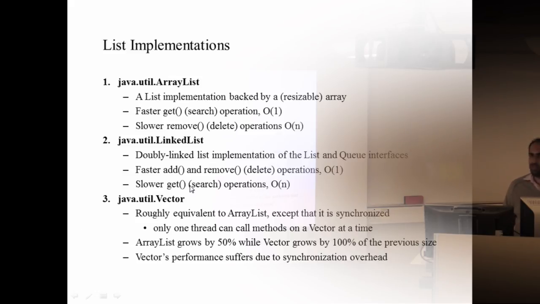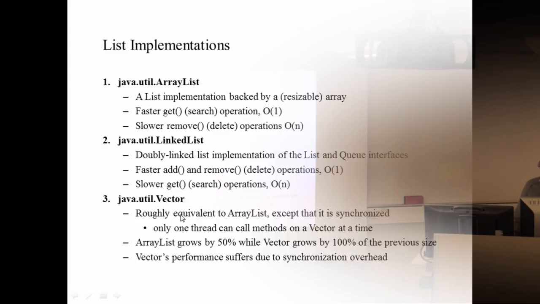But here you have to visit all the elements one by one until you find the element. It might be that the element you are looking for is at the first position, and you find it the first time, so then it might be very fast. But if it's the last element, then you have to visit all the elements from 0 to the end.